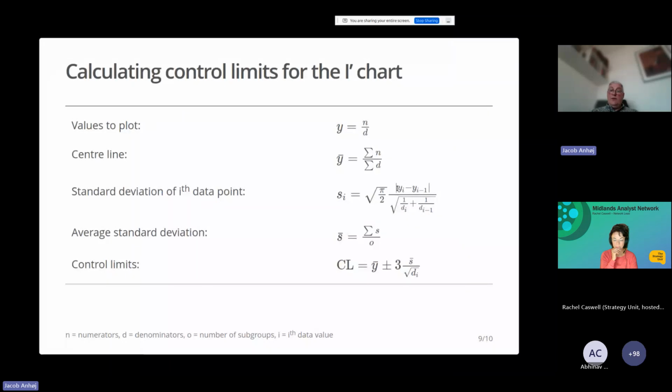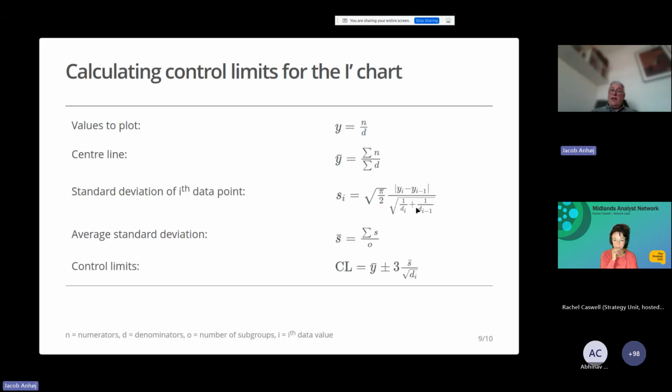If you look at the numerator, actually this is the moving range, the same value as we use for the traditional I chart, but then we divide by a factor that depends on the size of the denominators. If the denominators are 1, this simplifies to the same formula we use for traditional I charts.